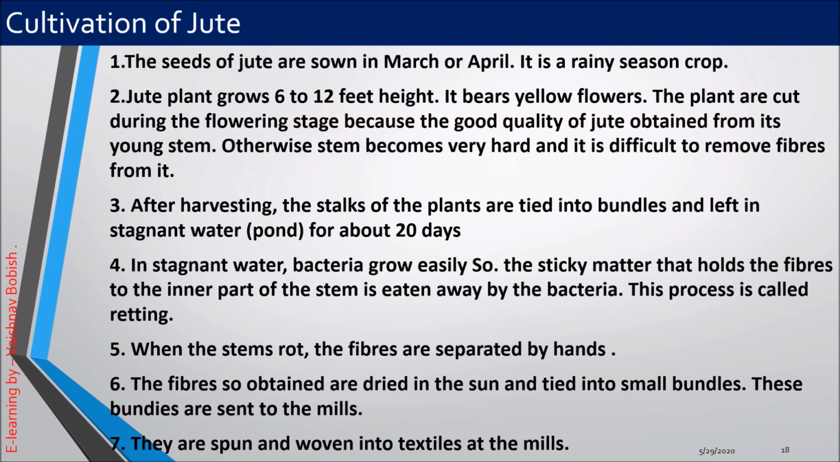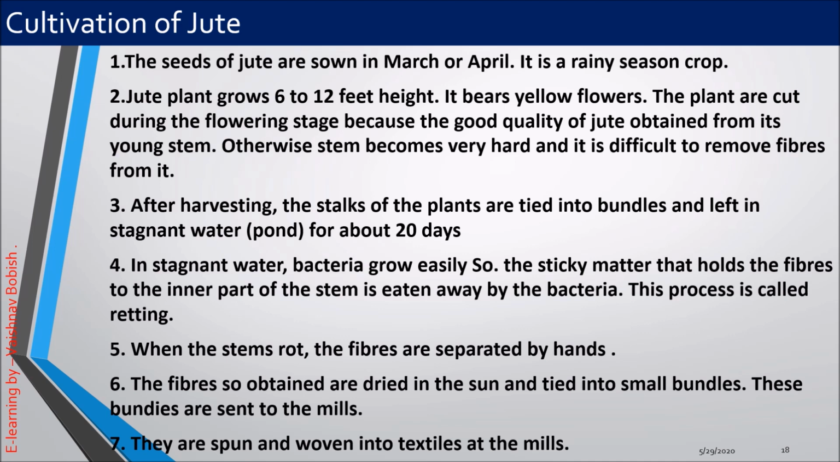Cultivation of jute. The seeds of jute are sown in March or April. It is a rainy season crop. The jute plant grows from 6 to 12 feet in height. It bears yellow flowers. The plants are cut during the flowering stage because good quality jute is obtained from the young stem. Otherwise, the stem becomes very hard and it is difficult to remove the fibers from it.